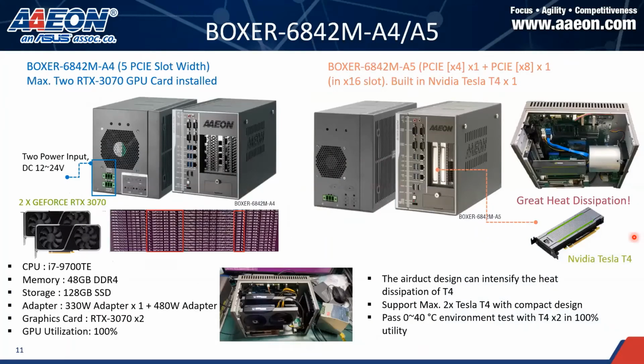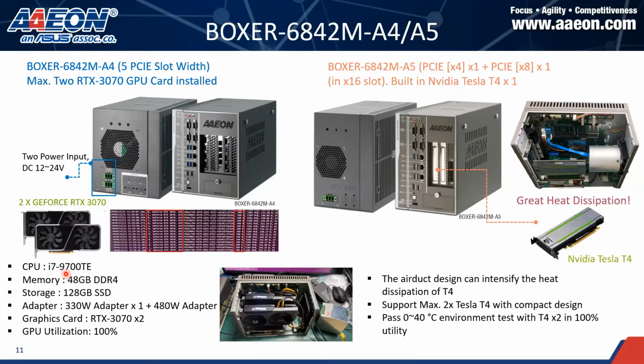In this slide, I show you the 2 models or 2 part numbers we have on our Boxer 6842N. The first one is the A4 on the left-hand side. This one can support a maximum of 2 RTX 3070 GPU graphic cards installed. This is an example. They can use the expansion slot to add some other models or numbers of graphic cards. So for the maximum, we use 2 GeForce RTX 3070 to test the combination right here.